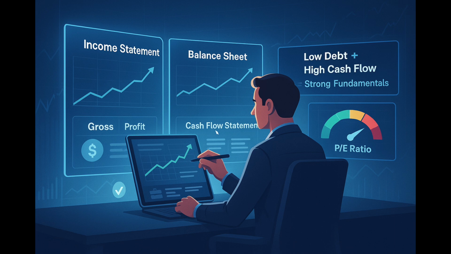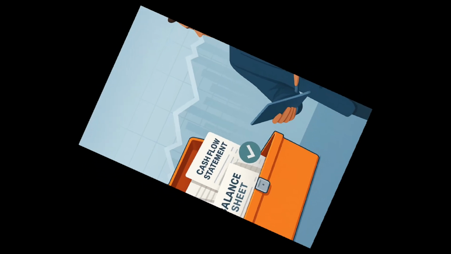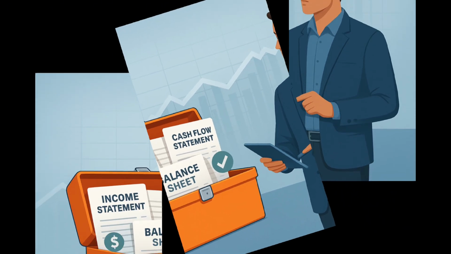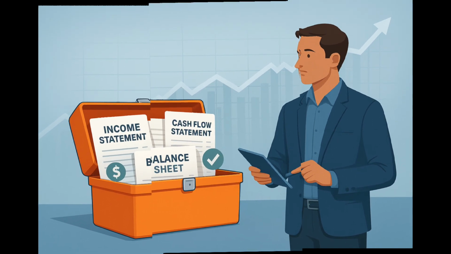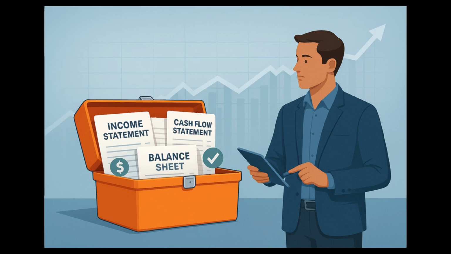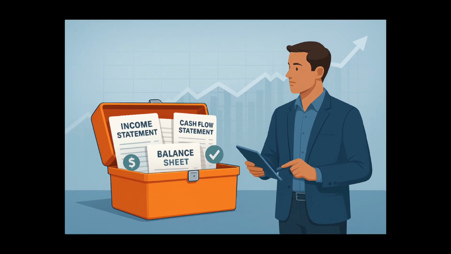Now let's put it all together. The trader's edge. How great traders use this. They scan trends across all 3 statements, not just one. Find metrics like low debt plus high cash flow equals strong fundamentals. They look at valuation metrics next, like P/E ratio to decide if it's worth the price. Use these statements like tools in a toolbox, not in isolation, but together to form the full picture. Because financial statements don't just tell you what a company is, they tell you where it is going.